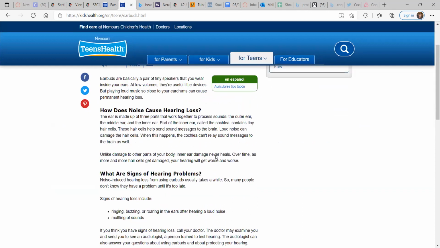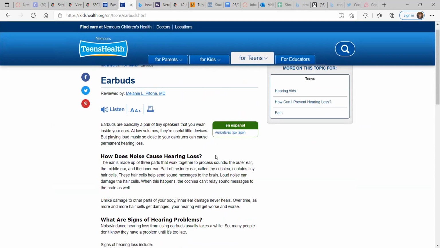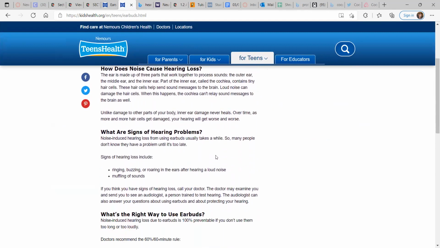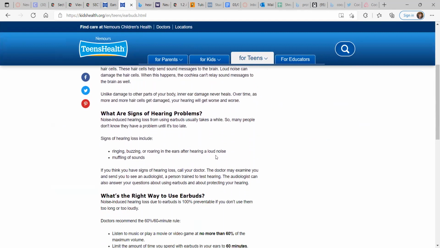And we can also talk a bit about signs of hearing loss, how to protect your ears, and what are some of the signs that you may be experiencing some hearing issues or hearing loss. So if you hear a lot of ringing, buzzing, or roaring in the ears after hearing a loud noise, that's not a great sign, but it does happen. You can't control being around loud things sometimes. Muffling of sounds, that's also another sign. But you should definitely call your doctor.